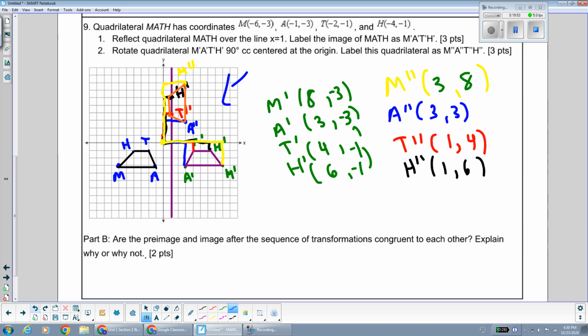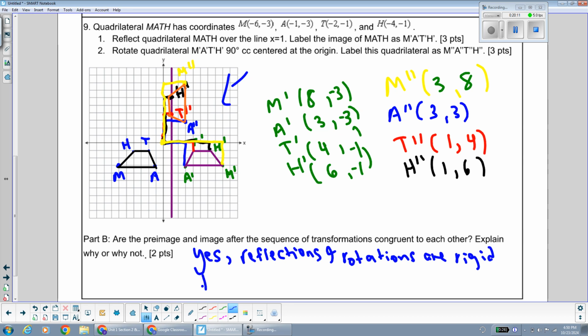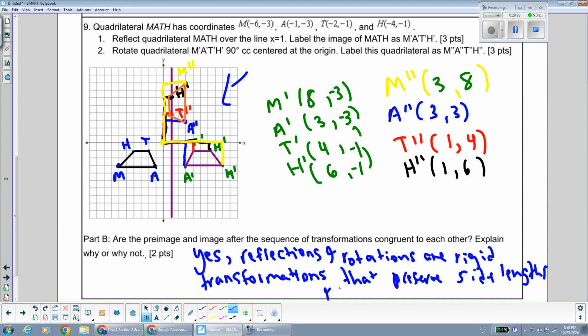Are the pre-image and the image after the sequence congruent to each other? Yes. Reflections and rotations are rigid transformations that preserve side lengths and angle measures.